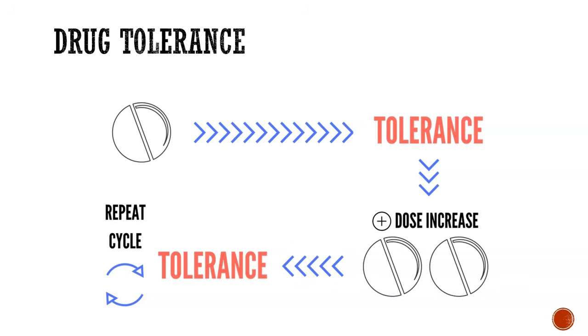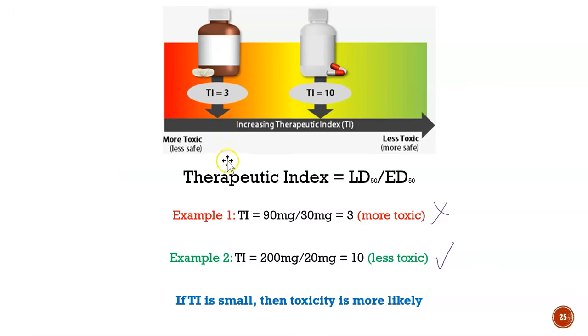Therapeutic index is our next important point to note. Every time a drug is manufactured, they have to figure out what the TI is, what the therapeutic index is. What they do is they take the lethal dose and divide it by the effective dose. I've made a video explaining the definition before. But basically, let's say they test the drug out on rats.